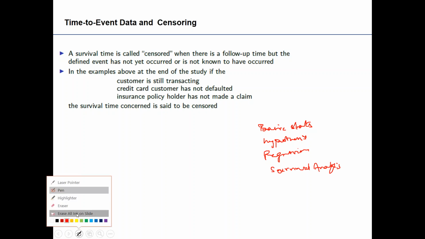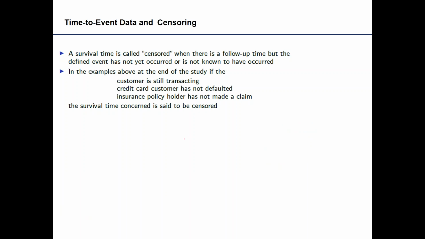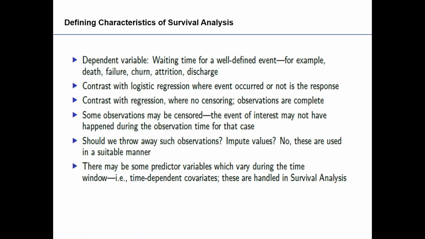Yeah, and using these studies only, they are going to predict what is the life expectancy of a cancer patient given various conditions. Now we are looking into the characteristics of survival analysis. If you see the dependent variable, this is nothing but waiting time or time to event.